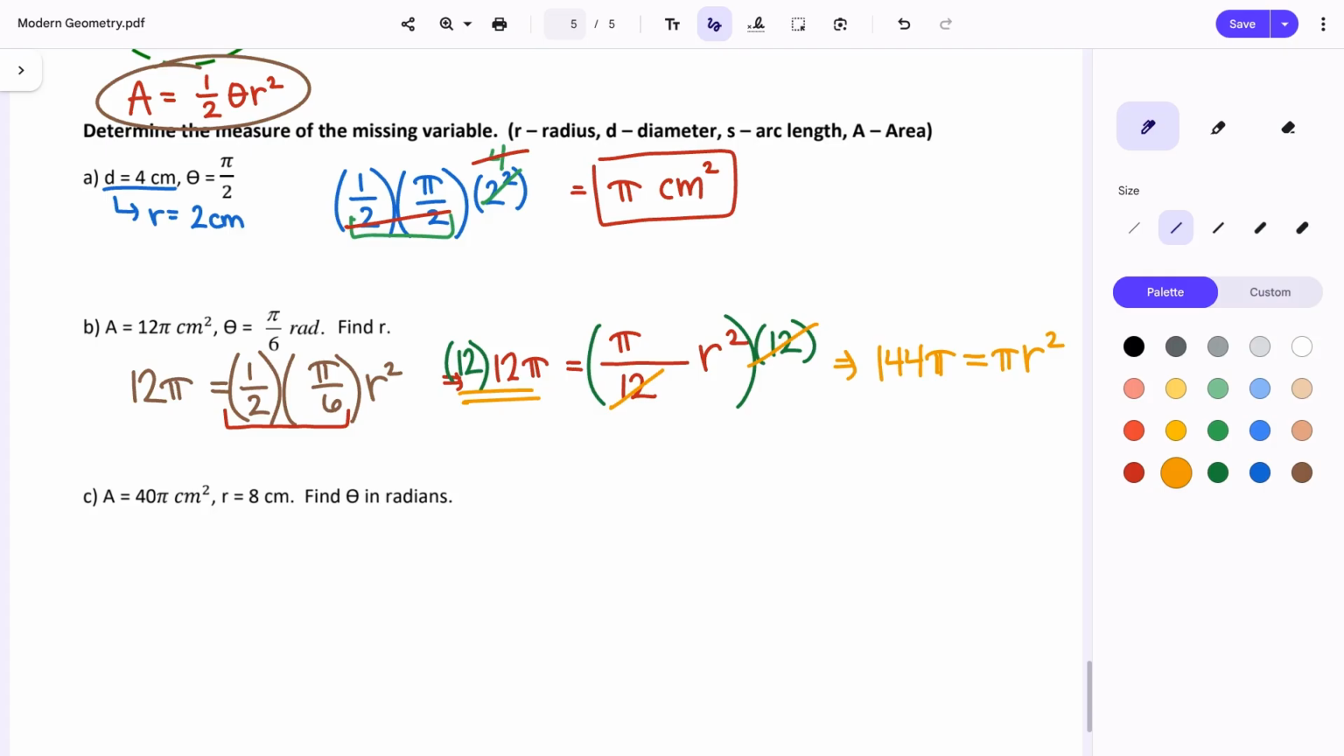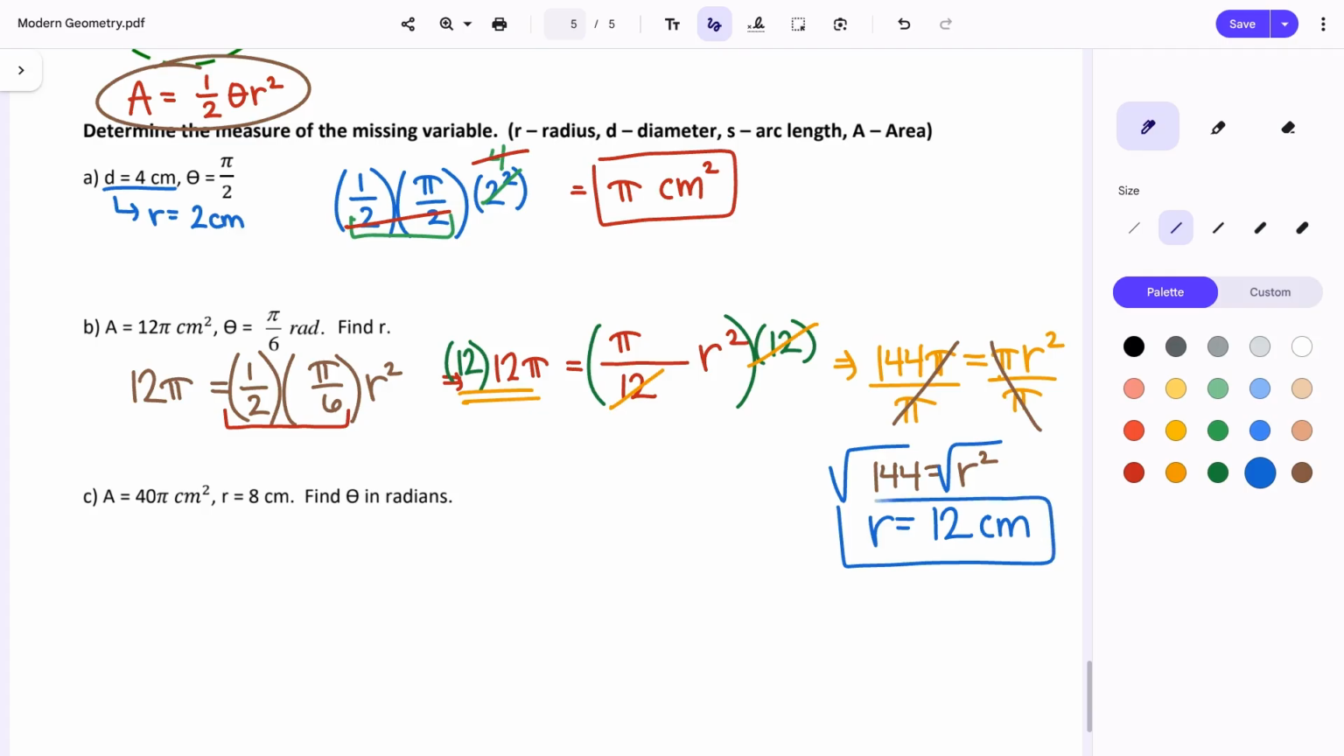Again, my goal is still to get the r squared by itself. Good, divide by pi. What happens there? Yep, they're gone. So now I have 144 equals r squared. What's the last thing we need to do? Good, just square root. So what's my radius? 12, and what would be my label? Good, centimeters. Very nice.